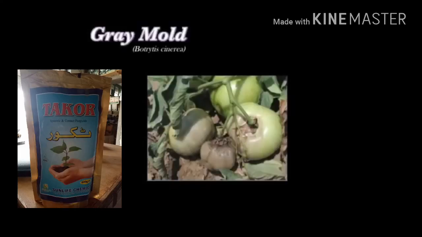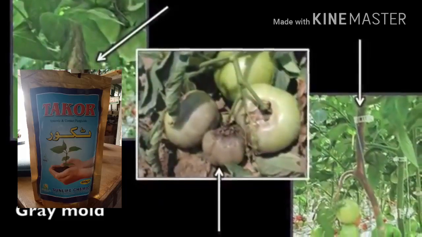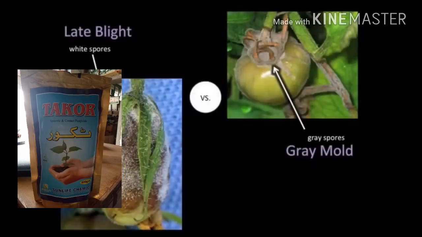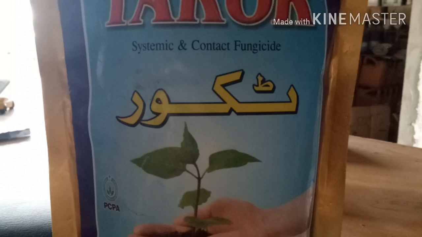The final imitator we will discuss is gray mold. Gray mold can also cause symptoms on leaves, fruit, and stems that look very similar to late blight. The fungal growth and spores produced by this pathogen appear fuzzy and gray, very different from late blight. In addition, plants that are drought-stressed can also have symptoms similar to late blight, but sporulation will not occur when placed in a plastic bag with moist paper towels overnight.